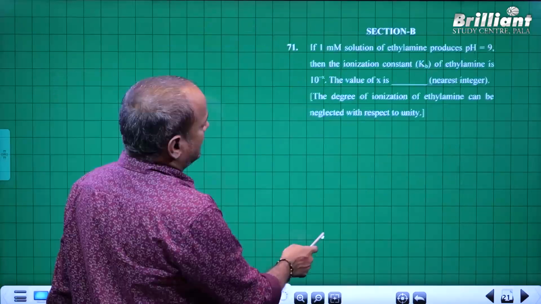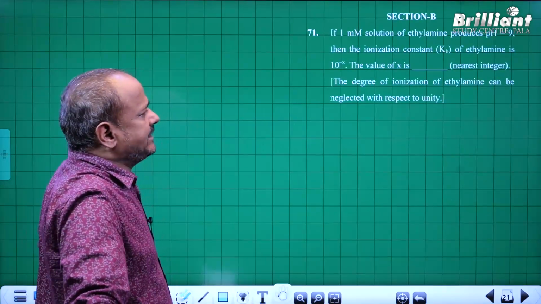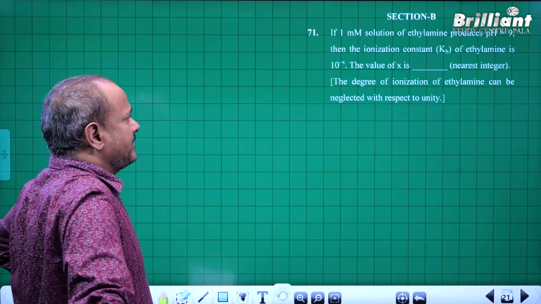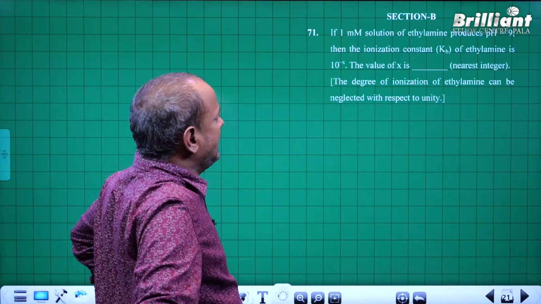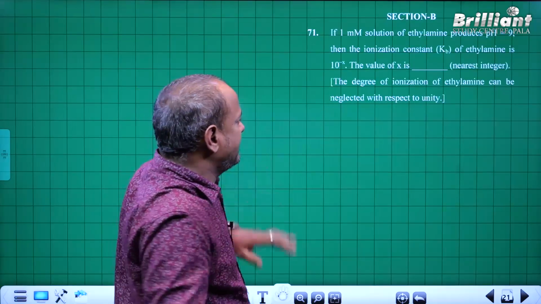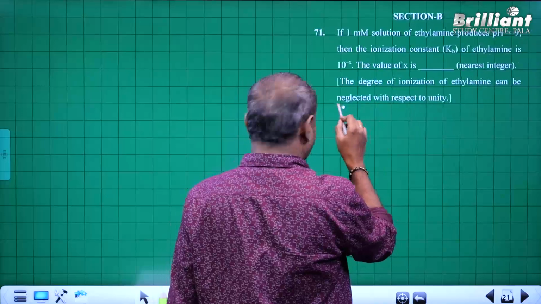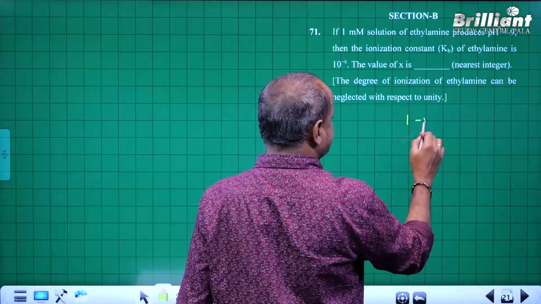Okay. Next, a 1 millimolar solution of ethylamine produces pH 9. Then the ionization constant Kb for ethylamine is 10 raised to minus x, find the value of x. So here, condition 1: the degree of ionization of ethylamine is negligible with respect to 1, which means 1 minus x is taken as 1.